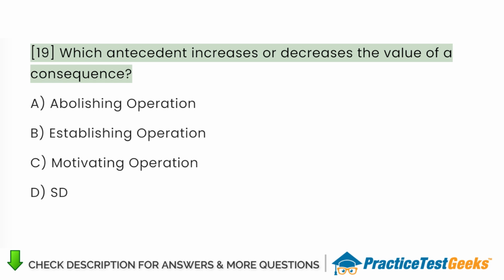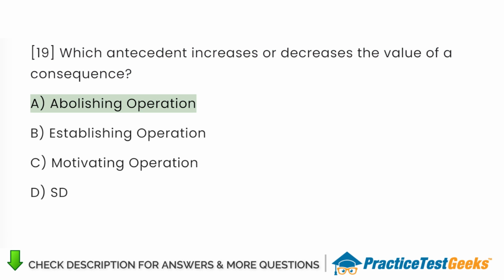Which antecedent increases or decreases the value of a consequence? A. Abolishing operation. B. Establishing operation. C. Motivating operation. D. SD.